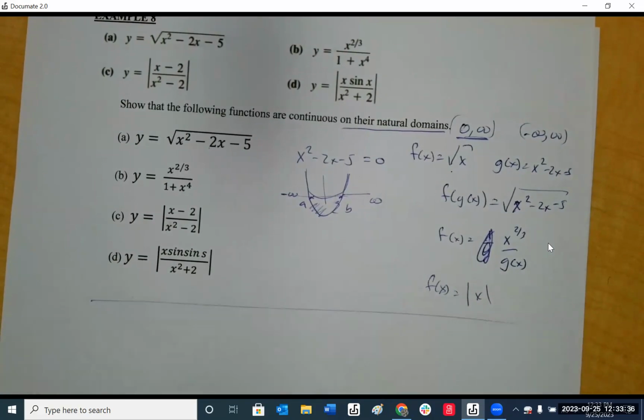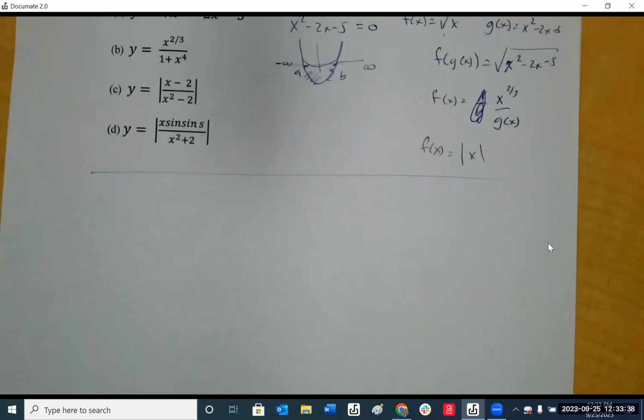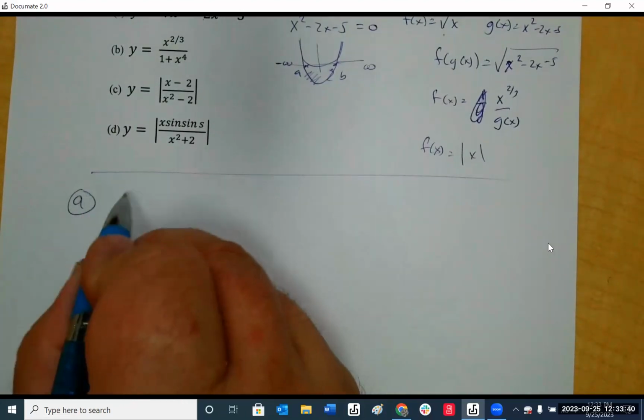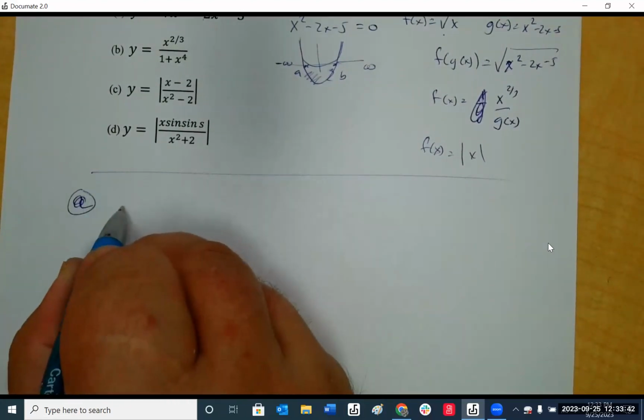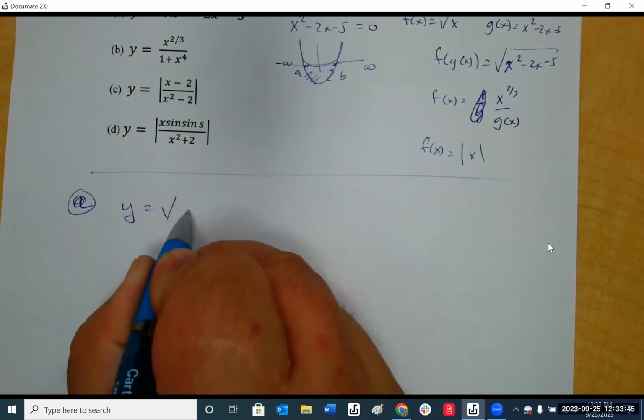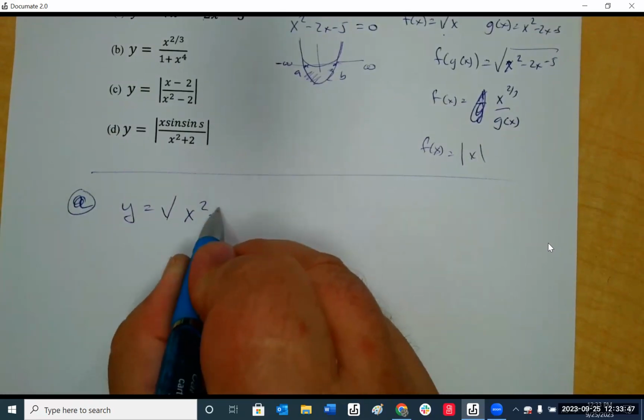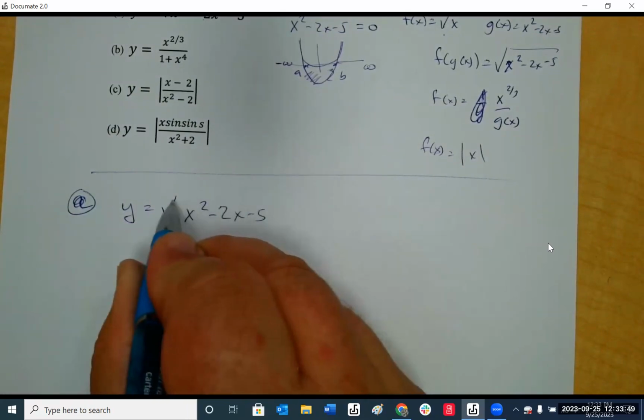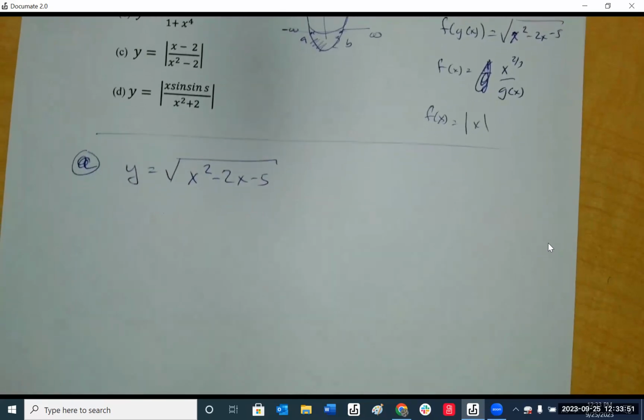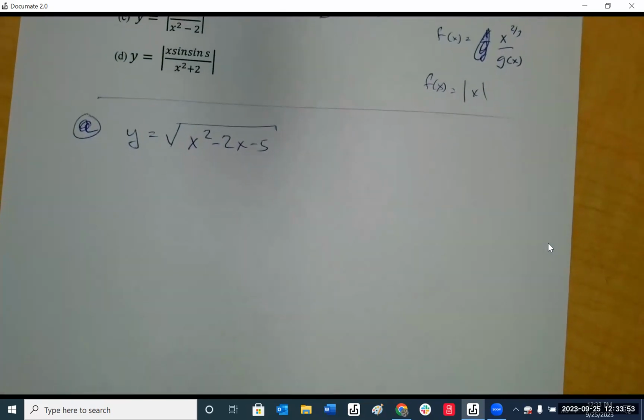Okay, let's go ahead and start. Let's do A. So we have y equals the square root of x squared minus 2x minus 5. We have another theorem coming up.